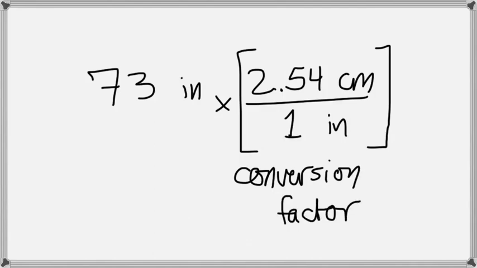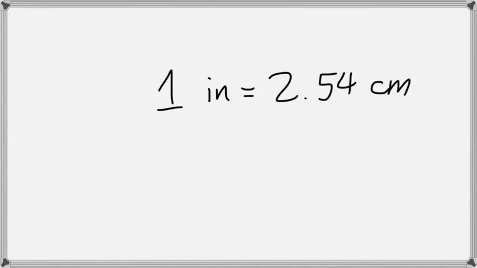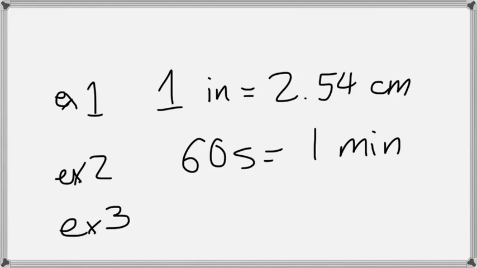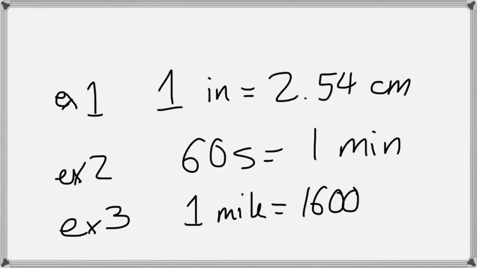And a conversion factor comes from that special piece of information, this key, that you need to know to make any sort of conversion at all. That's one example of a conversion factor. Here is another example. 60 seconds equals 1 minute. And a third example, 1 mile is equal to how many? 1,600 meters. These are all the keys to writing conversion factors.